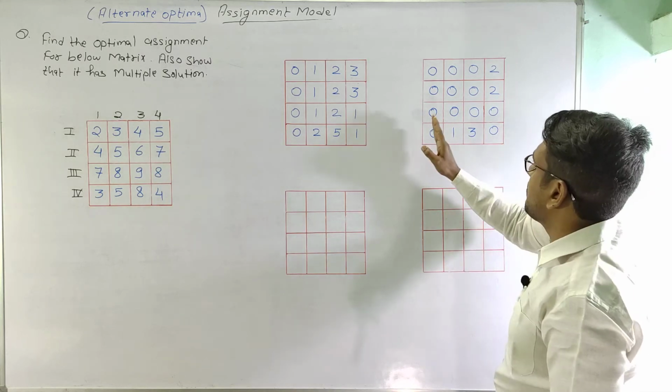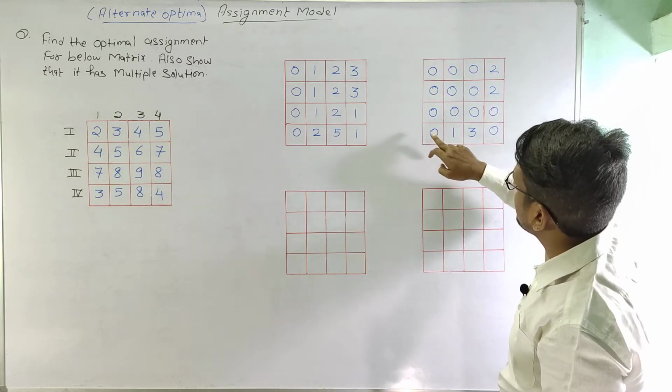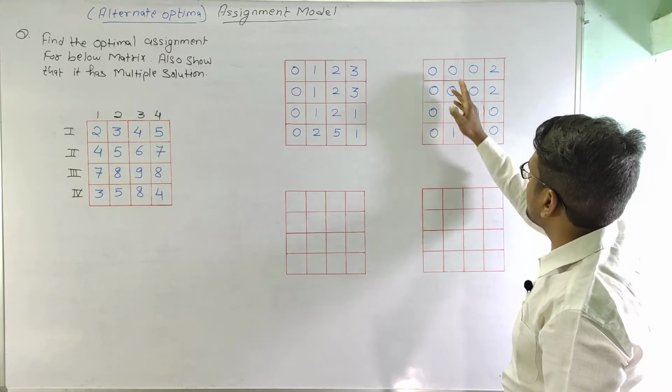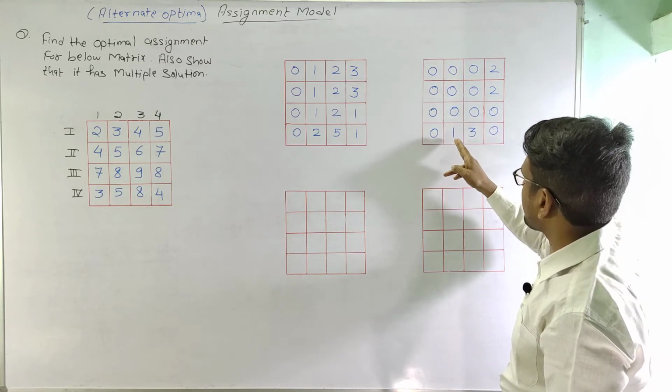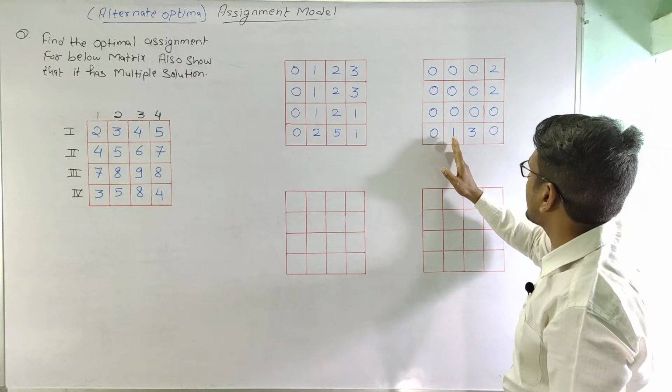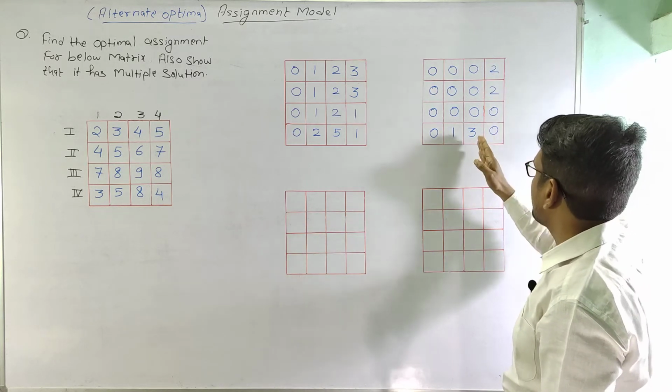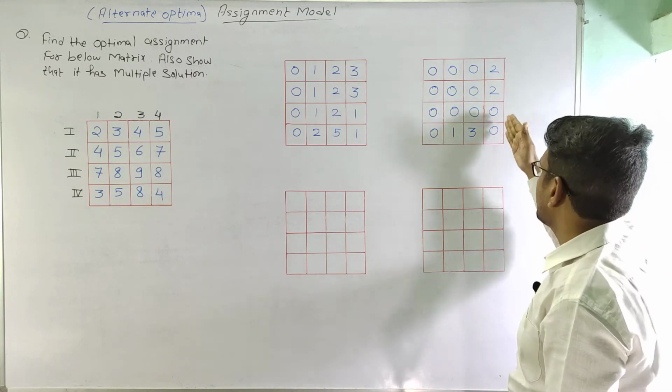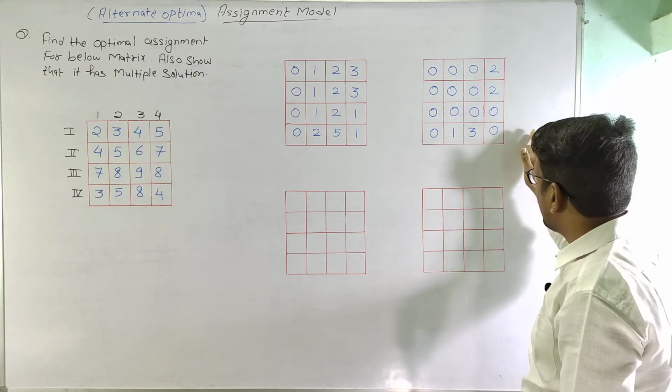Now we will move column wise. Column 1 has more than one zero, so we will skip. Column 2 has more than one zero, again we will skip. Column 3 has more than one zero, we will skip. Column 4 has more than one zero, so again we will skip.